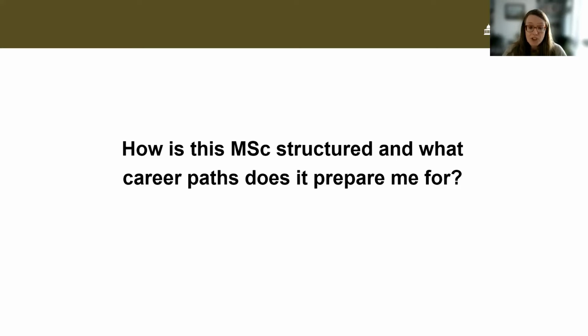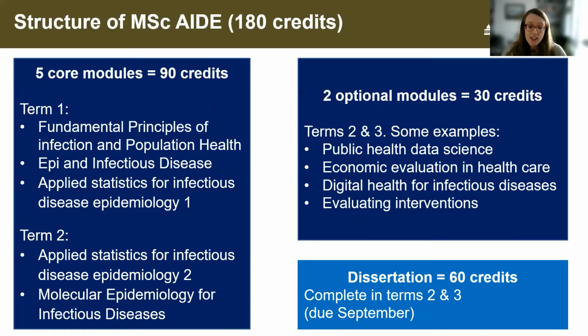In terms of the structure of the MSc and career paths, this slide just gives an overview of the MSc structure. So there are 5 core modules, 3 in term 1 and 2 in term 2. And these modules cover the fundamental epidemiological and statistical skills that we've talked about, also molecular epidemiology for infectious diseases, and thinking about applying epi concepts and statistical concepts to population health and infectious diseases.